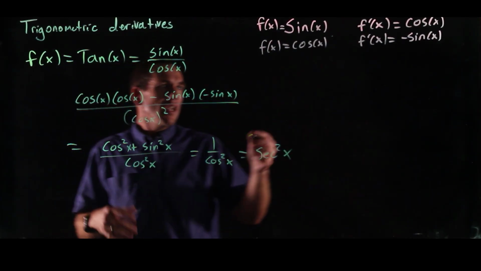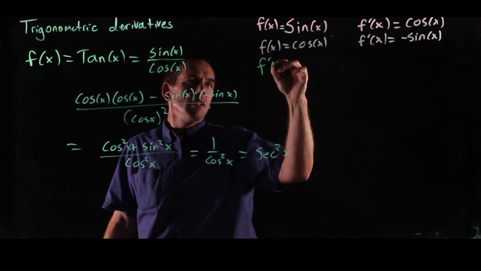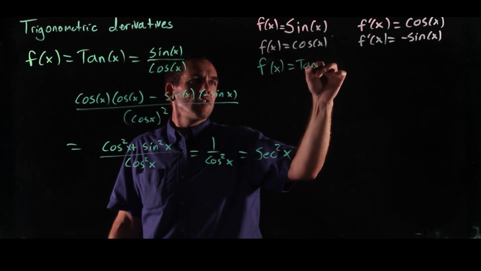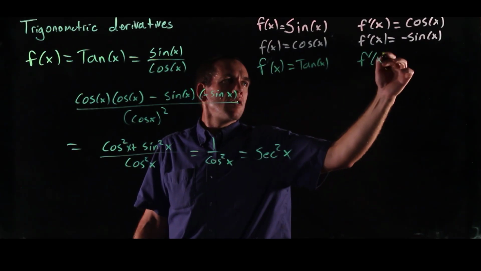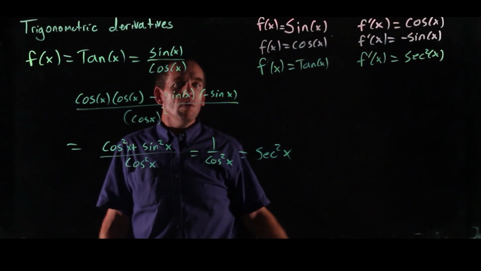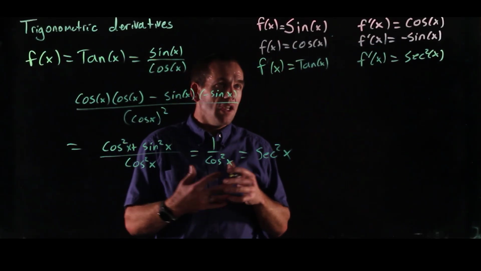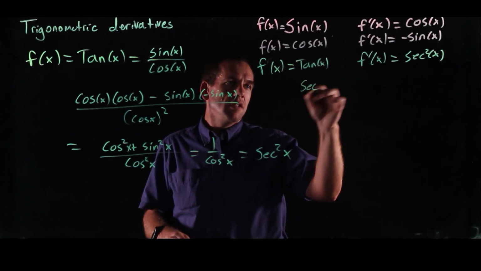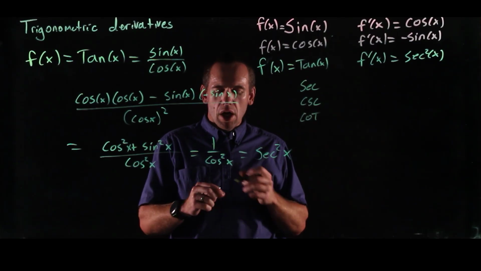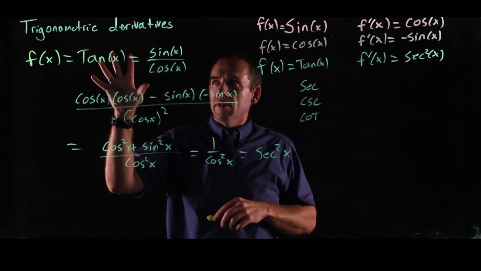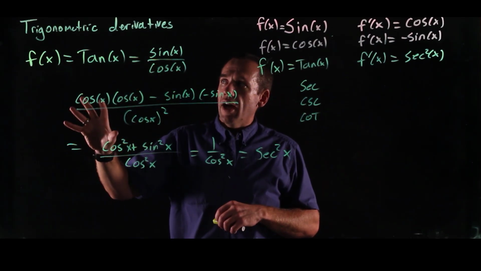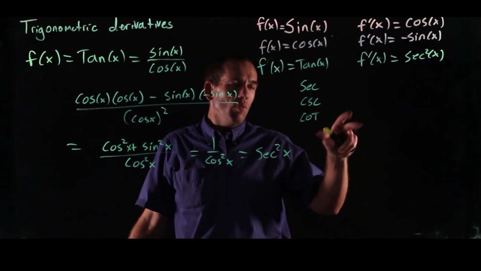And now, if we know sine, cosine, and tangent, if f of x equals tangent x, then f prime of x is secant squared. We can use those to find the derivatives of the other three trig functions, secant, cosecant, and cotangent. Leave that as an exercise for you, but now that we have the derivatives of sine and cosine, really, we can use identities and we can use the quotient and product rules to figure out what the rest of these derivatives are.